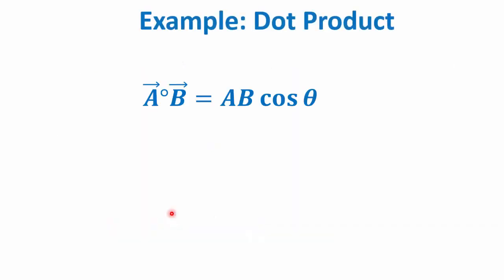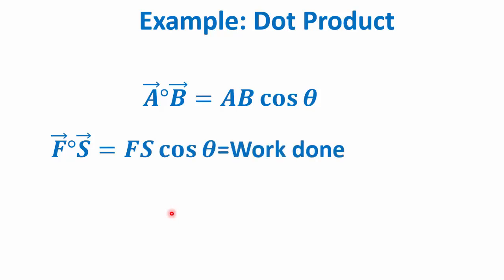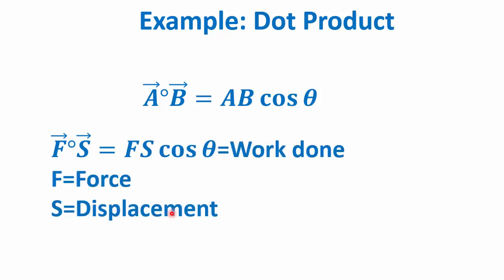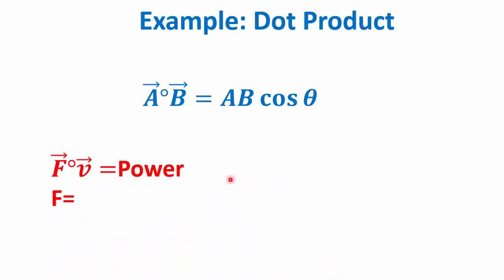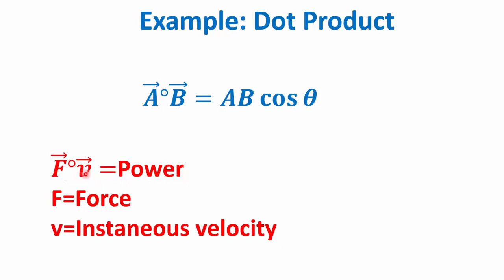এবার I will give some examples of dot product in physics. যেমন ধরো work done, force dot displacement will give you work done which is fs cos theta, where f is force, s is displacement. আরেকটা example হচ্ছে power. So if I have force dot product of instantaneous velocity, I will get power. তো এরকম অনেক example আছে which follows the dot product rule, যেখানে দুটো vector quantity scalar quantity দেয়.